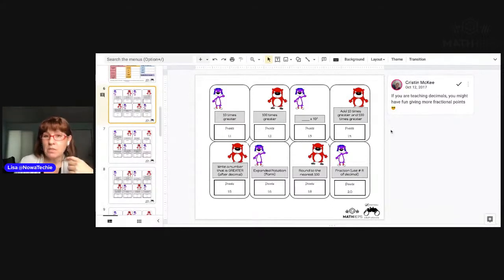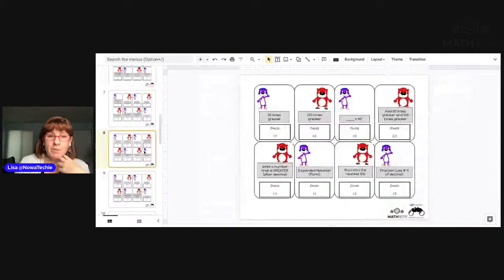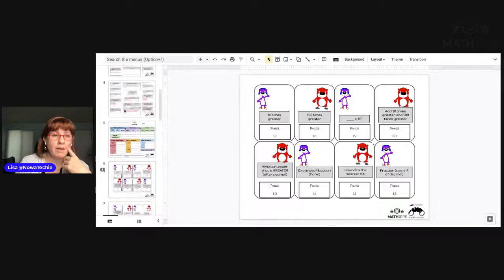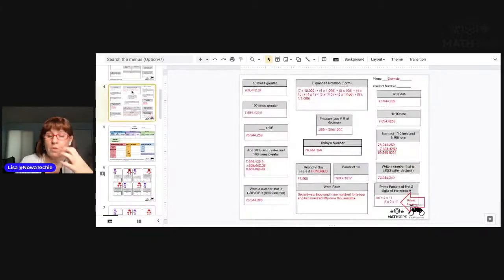You can, as Chris said, put fraction points as well. So like, you can have 1 and 1/10, and then they can practice doing it that way when the time is right. So again, all different point values, 1.9, add 10 times greater and 100 times greater. So whatever they get, they would be writing it on their personal boards again.